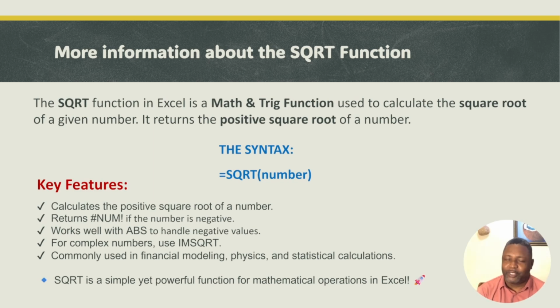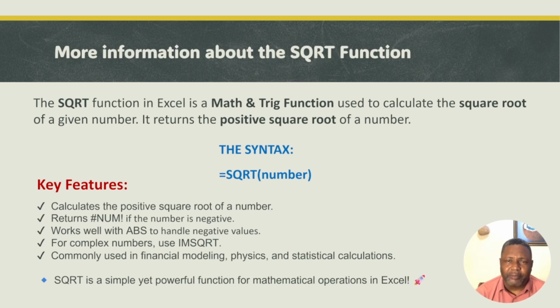The SQRT function is very simple. You just type SQRT and then you put your value, your number. It calculates the positive square root of a number. It returns the number error if it is a negative value. It works well with absolute to handle negative values. And then, of course, for complex numbers, use the IM SQRT.